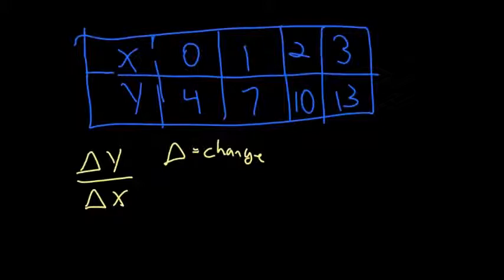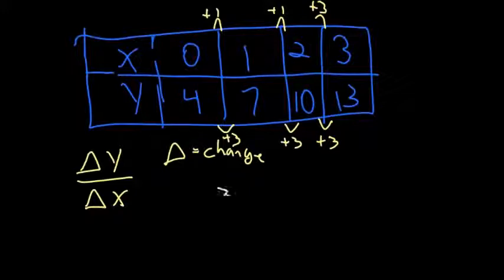So from 4 to 7 we add 3, from 7 to 10 we add 3, and from 10 to 13 we add 3. And then from 0 to 1 we add 1, 1 to 2 we add 1, and 2 to 3 we add 1. So our change is always our change in y over x. So our change in y was plus 3 each time, over our change in x, which is 1 each time. Oops, I wrote a 3 up there instead of a 1.